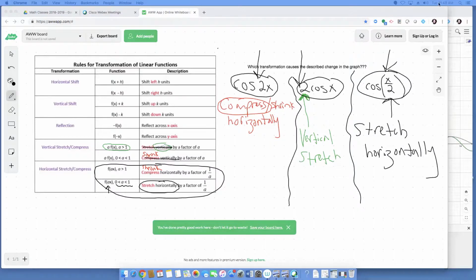Okay, we are good to go. So we're going to move on to the next tile called interpreting trigonometric functions. It's the last tile in Unit 3.